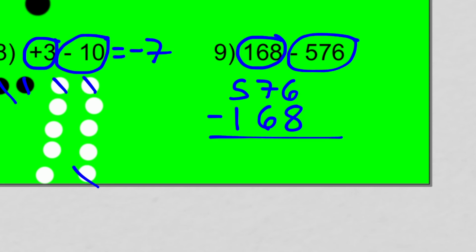6 is smaller than 8, so I'm going to borrow from the 7 and make it 6. 16 minus 8 is 8. 6 minus 6 is 0. And 5 minus 1 is 4. Now, since I have more negatives, the answer will be negative.